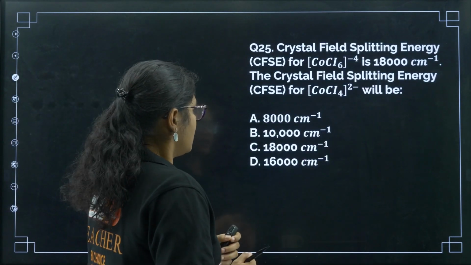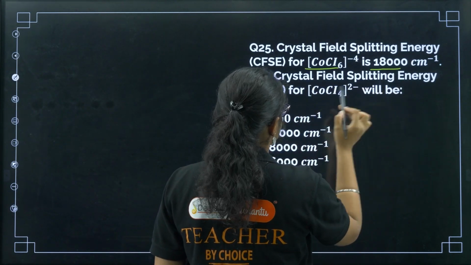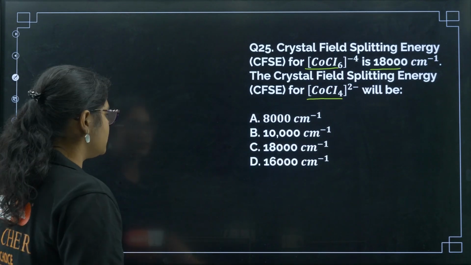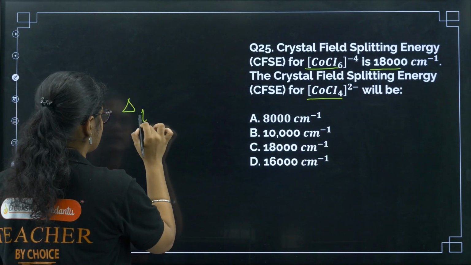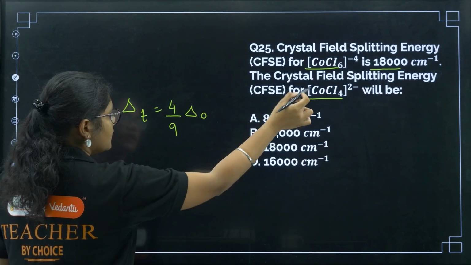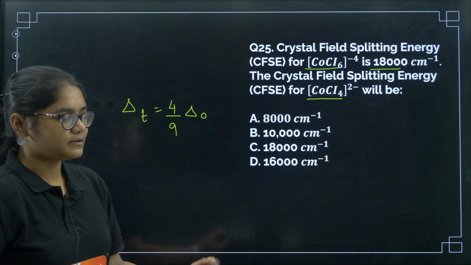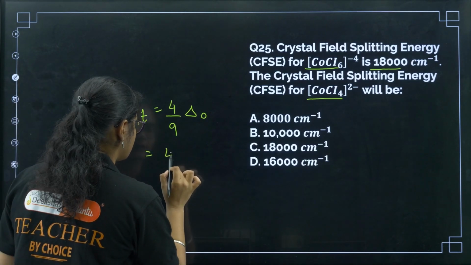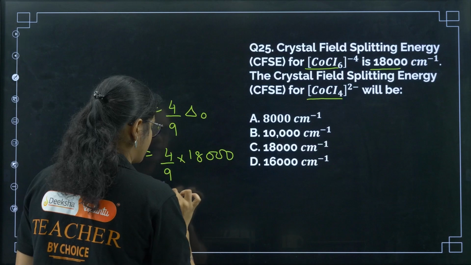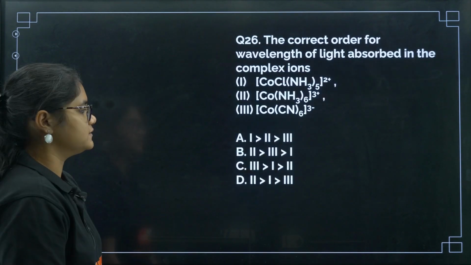Okay. Next, the crystal field splitting energy for this one is 18,000. What is the crystal field splitting for CoCl4? So here you should know the relation: delta T is equal to 4/9 of delta O. So for the octahedral crystal field splitting, coordination number 6 is there. So this value is nothing but 18,000, right? So that means I'll get 8,000. Option number A is the correct answer.